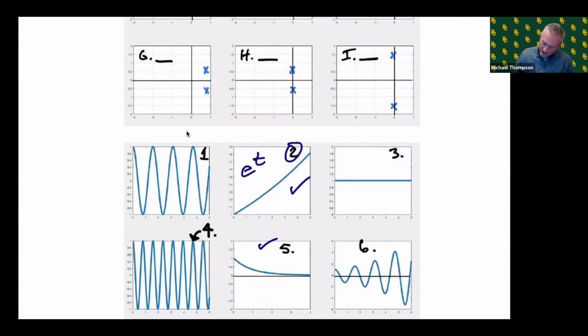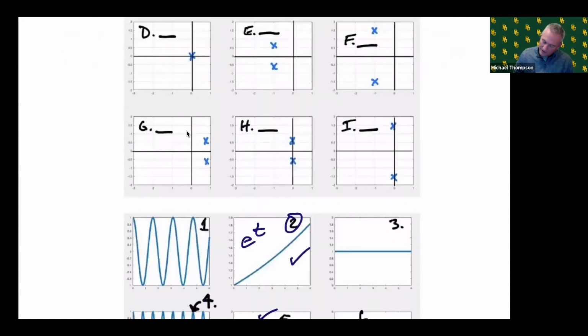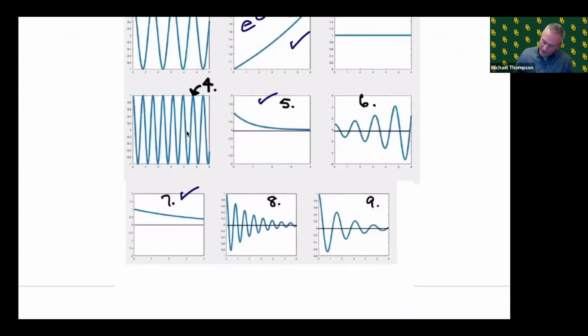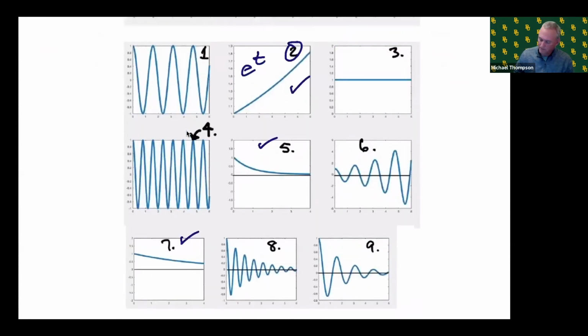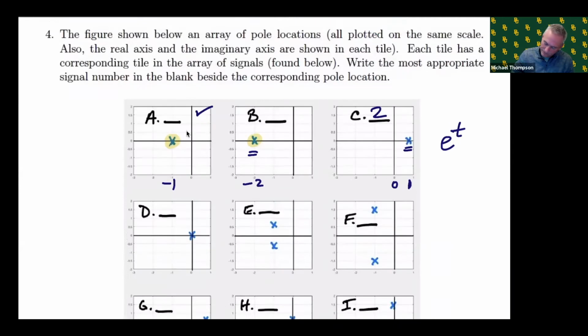Okay, and then how about the difference between A and B? A is e to the minus t, which doesn't decay as fast as e to the minus 2t. So 5 looks to me like it's decaying slower than 7. All right, so this would be 5, and this would be 7. You get the idea? I'm trying to get the association in your brain about pole patterns and what the corresponding time function looks like.